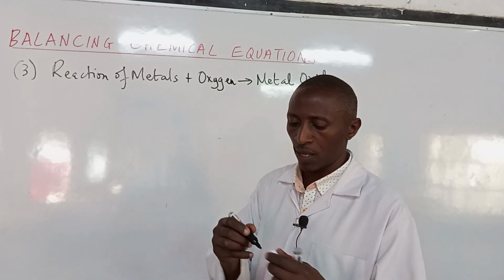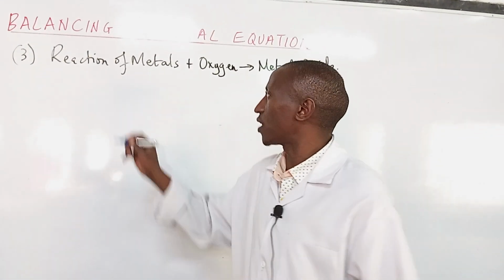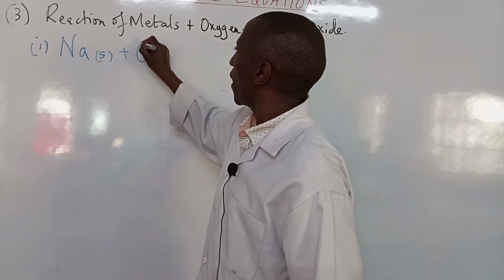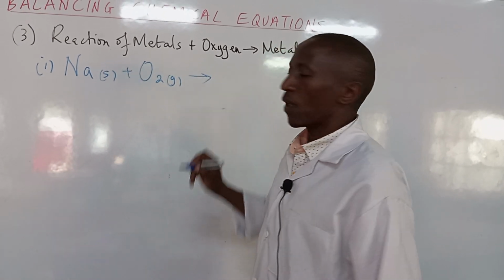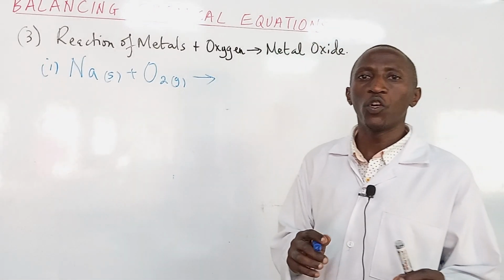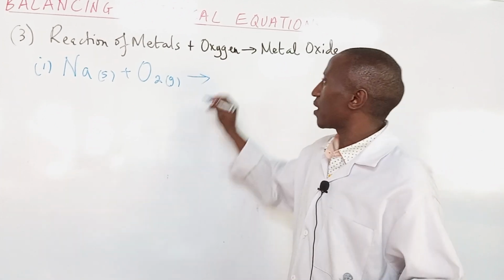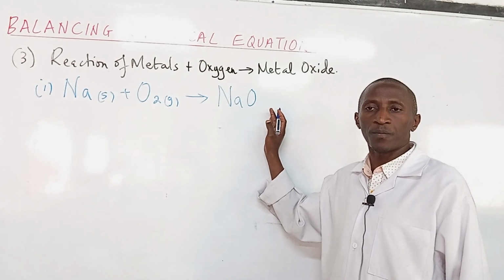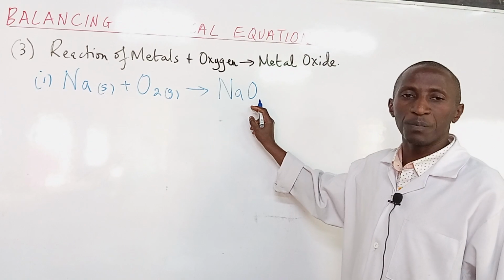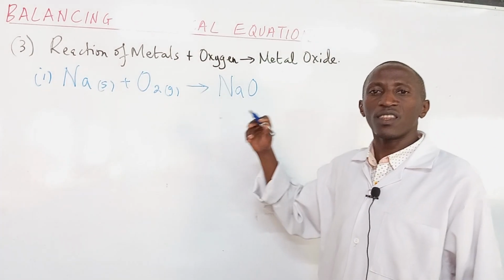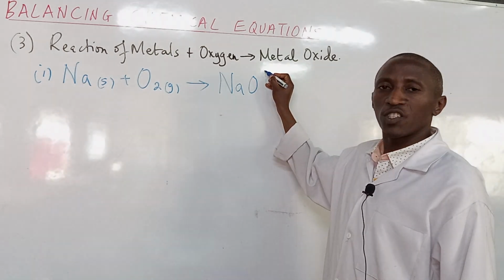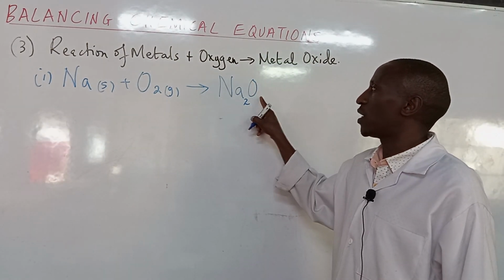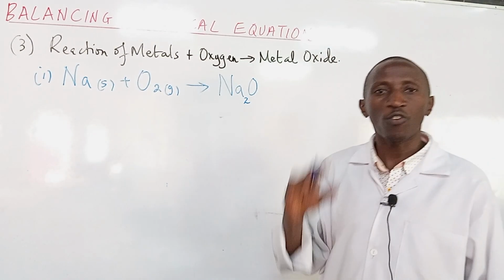Take, for example, number 1. How does sodium react with oxygen? Number 1, the reaction of sodium and oxygen gas. Here, I have put this example to make it very clear that sodium oxide is not written in this form. Sometimes you find students making this mistake. They have ignored the concept of valency. The valency of oxygen is 2, and we should be able to bring it at that level. The valency of sodium is 1. So this is a correct formula of sodium oxide.